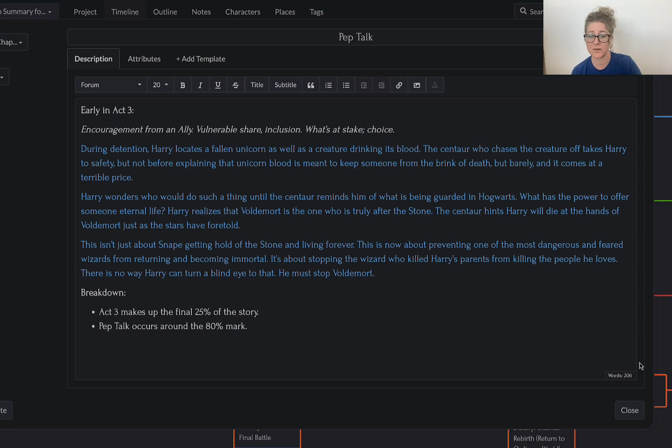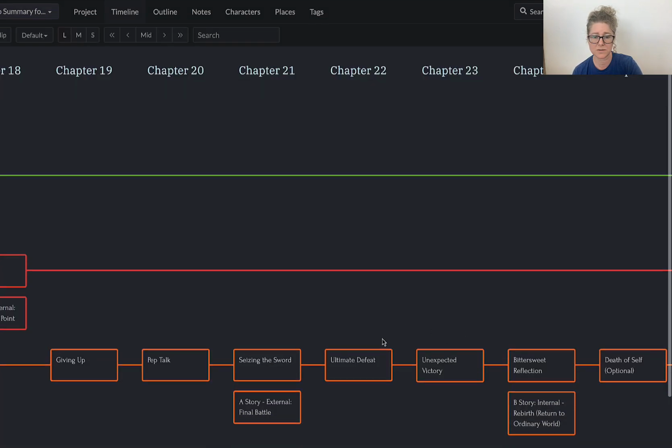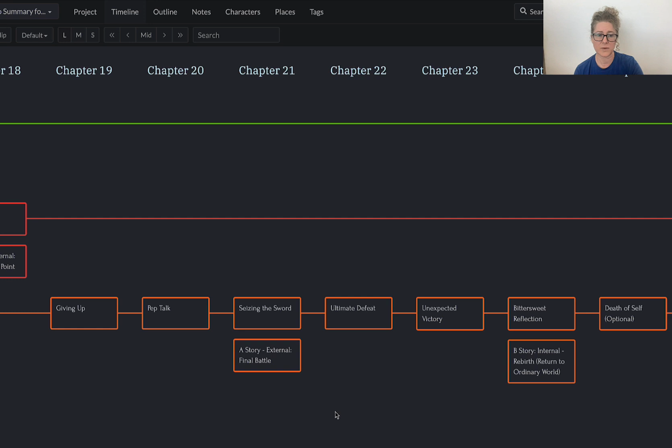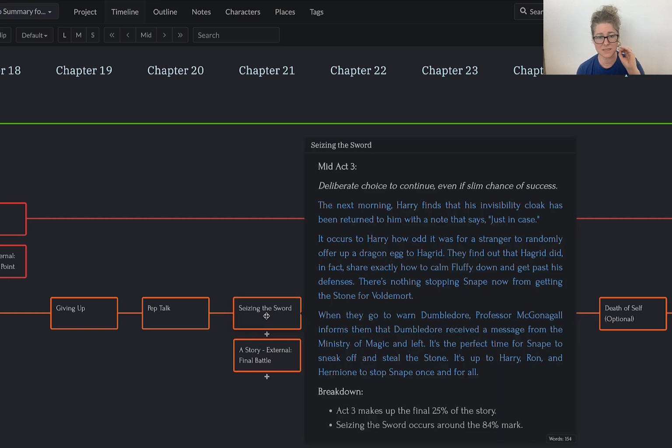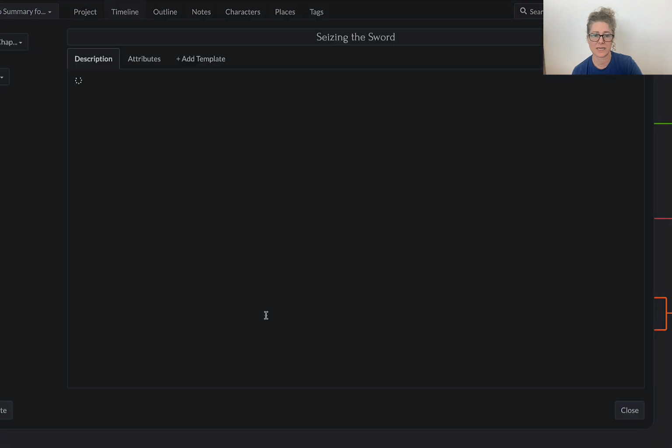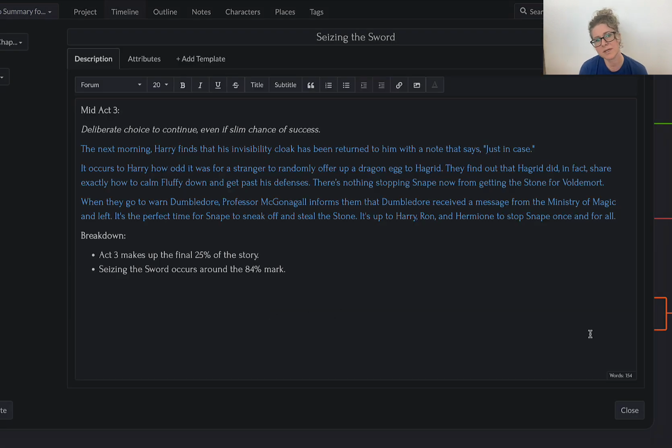He must stop Voldemort. So due to these stakes rising, this is where he becomes more proactive again. He's not retreating from the action anymore. He's ready to take charge again. Deliberate choice to continue, even if slim chance of success.